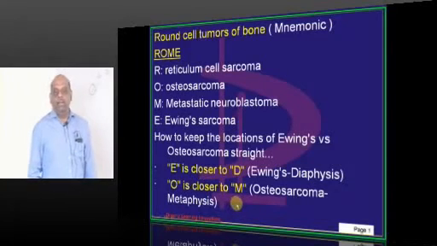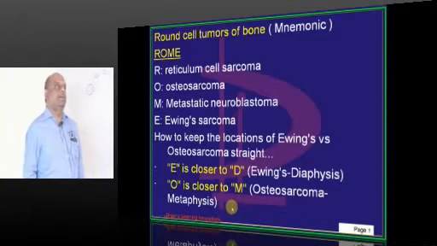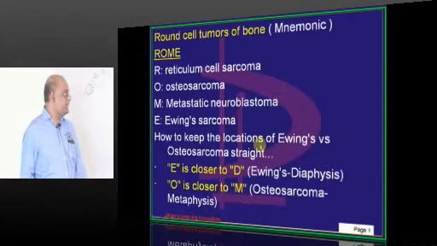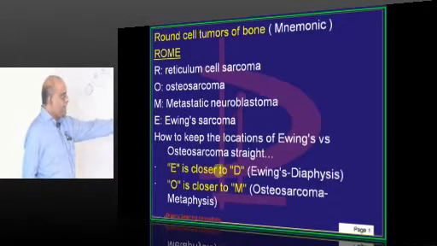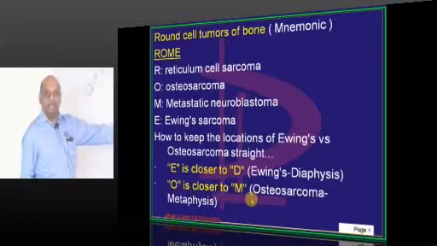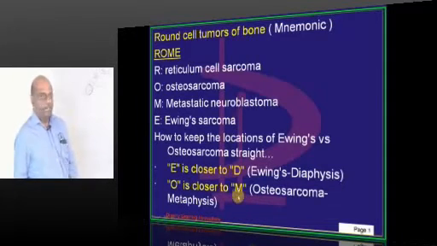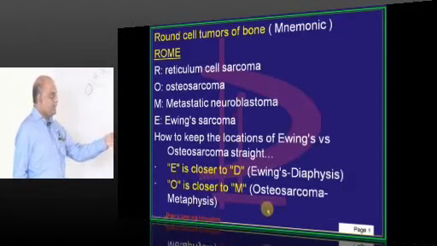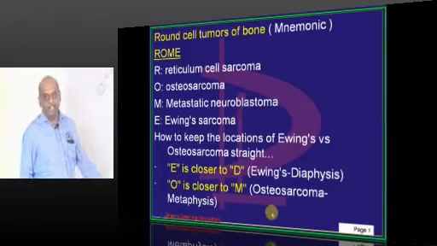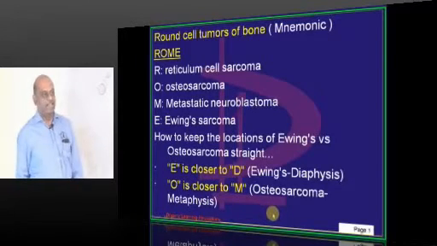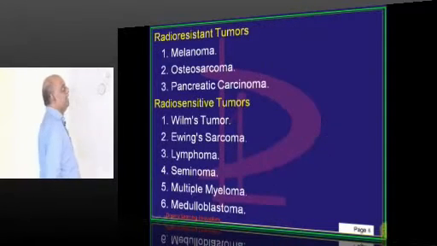Then how will you remember osteoid osteoma? Ewing sarcoma is diaphyseal, osteosarcoma is metaphyseal. E is closer to D, O is closer to M. I, J, K, L, M, N, O, P, Q, R, S, alphabets, no? So that's an easy way.